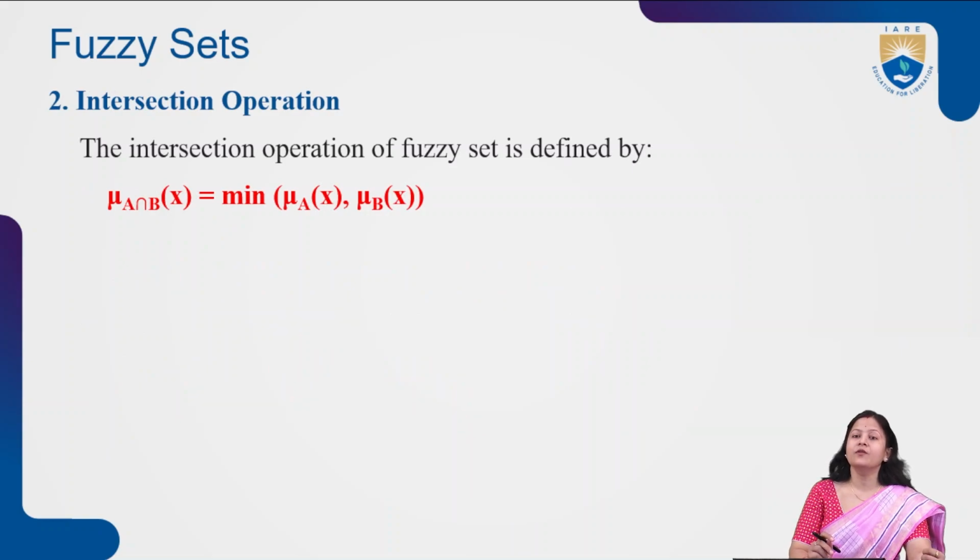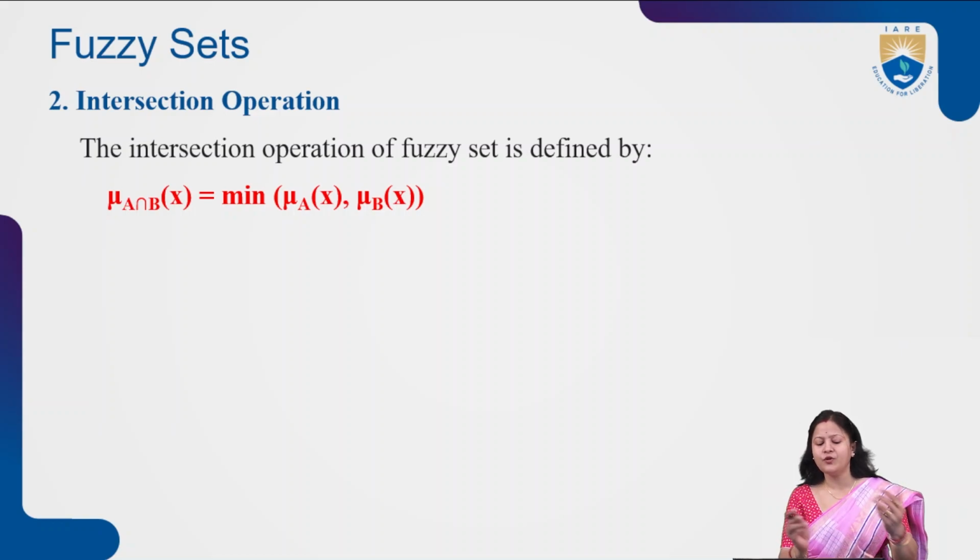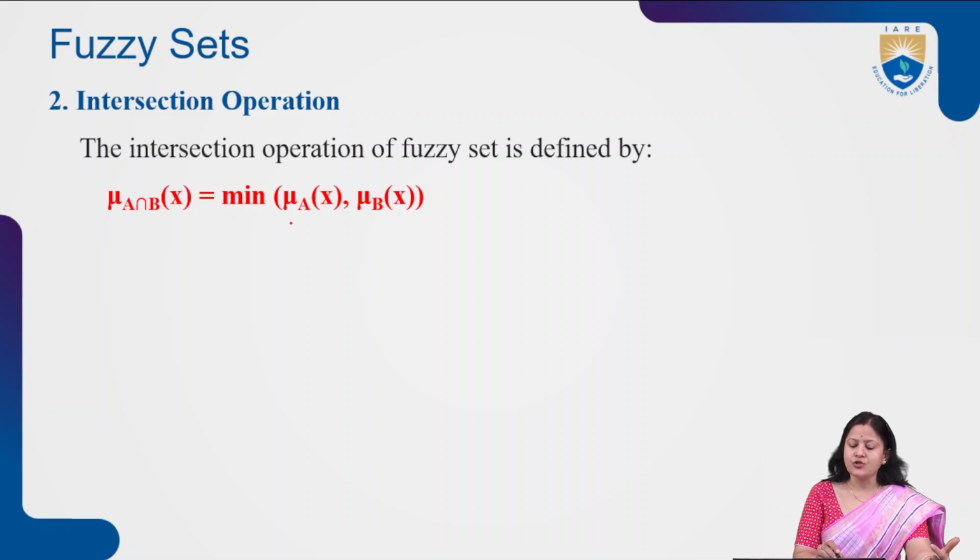The intersection operation of the Fuzzy set can be defined as A intersection B of x is equal to, instead of max, in case of the union we are taking max, but here we have to take the minimum between two membership functions. So mu of Ax comma mu of Bx.